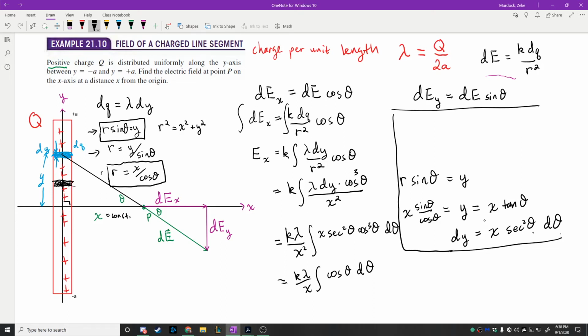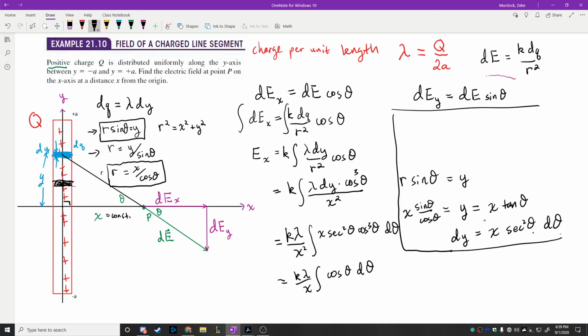Where would the bounds go? Yeah, let's talk about the bounds. What would the bounds be? Where'd the square go? The x squared was, when I plugged in for dy right here, I got another x, which canceled out with this x squared. So k lambda over x, and we're just doing an integral.